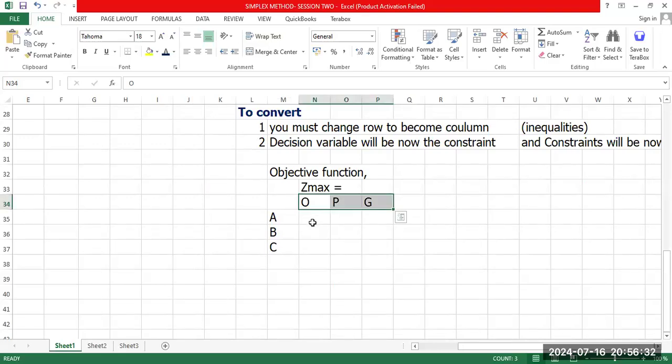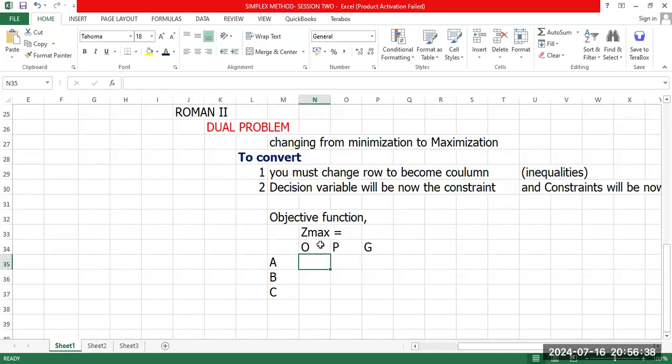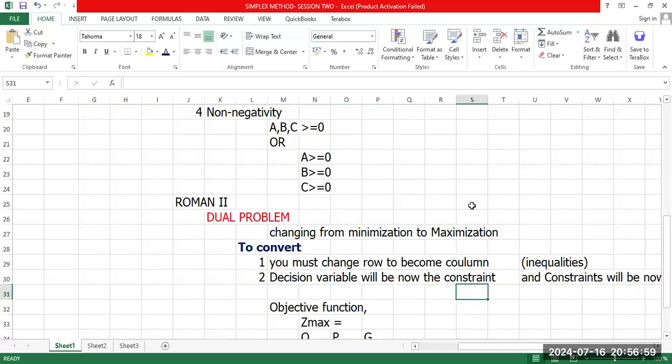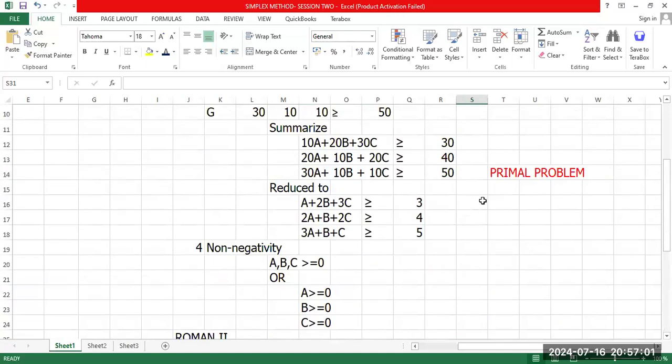Okay, is it clear at this point? It is. Excuse me, Abel. Yes. What if I maintained it as a minimization? Is it wrong? It's wrong.